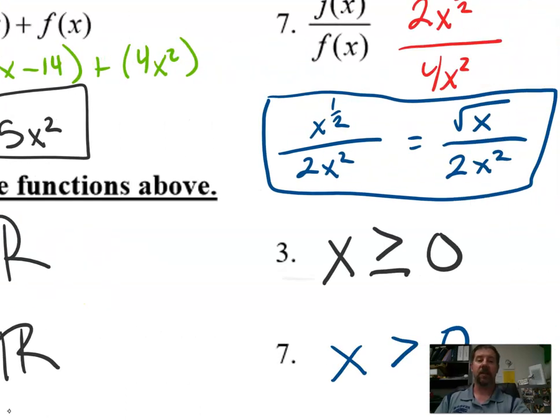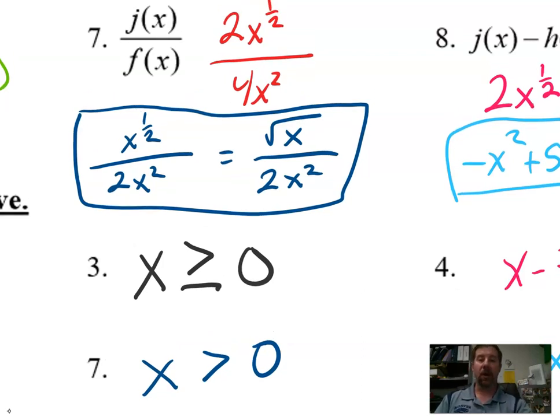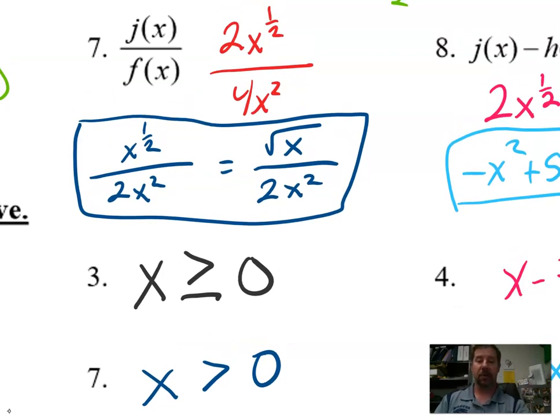Number 7, when you simplify here, again, you do not want to subtract exponents because that is going to put a square root on the bottom. So your simplified answer would be x to the 1/2 over 2x squared. You're just going to simplify coefficients, or root x over 2x squared. And my domain is x is greater than 0 because of the square root and because of the fraction.